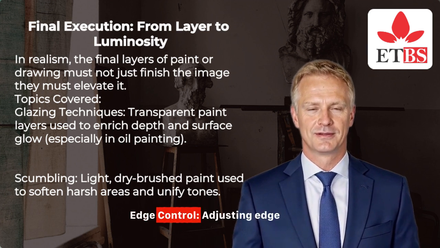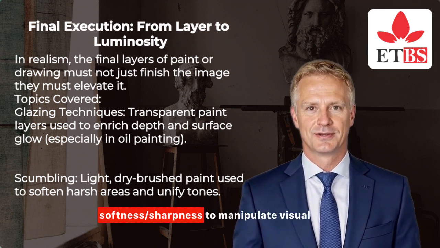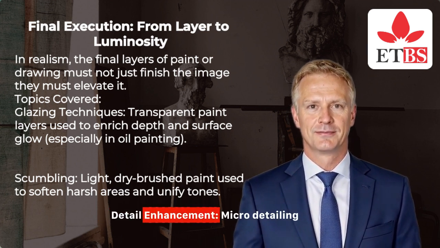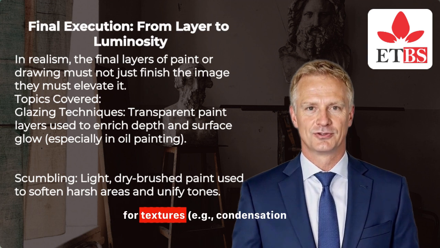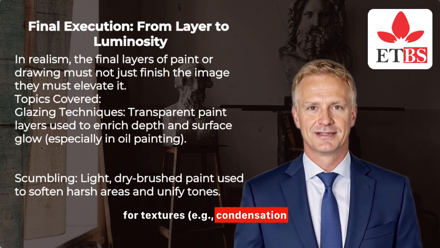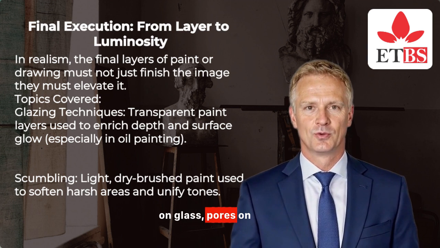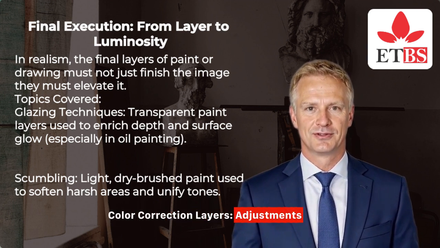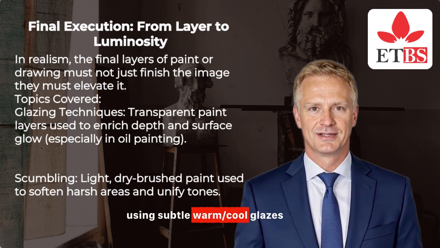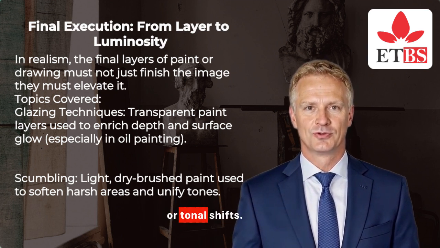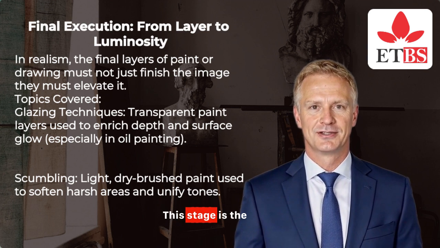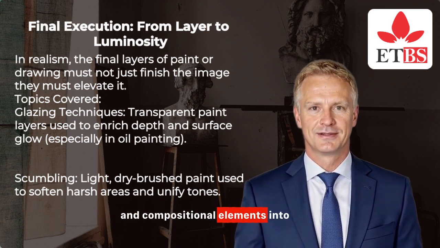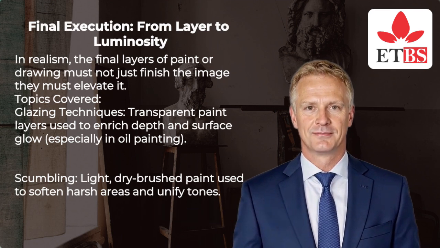Edge control, adjusting edge softness and sharpness to manipulate visual focus. Detail enhancement, micro-detailing for textures, e.g., condensation on glass, pores on fruit. Color correction layers, adjustments using subtle warm or cool glazes or tonal shifts. This stage is the orchestration of technical, emotional, and compositional elements into a harmonic visual symphony.